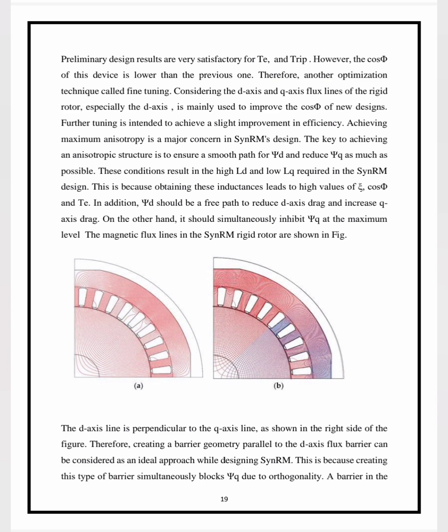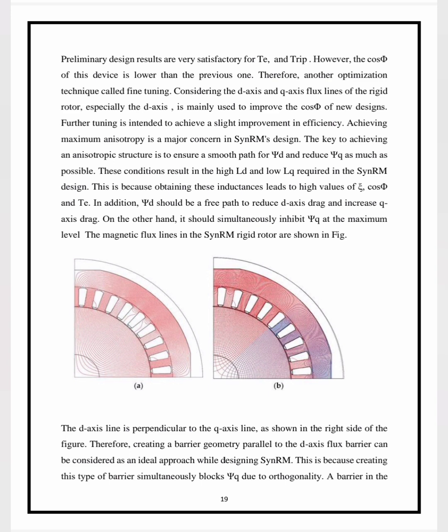Considering the d-axis and q-axis flux lines of the rigid rotor, the d-axis is mainly used to improve the cos theta of the new designs of the CNRM. Further tuning is intended to achieve a slight improvement in efficiency. Achieving maximum anisotropy is a major concern in CNRM design, because in previous years we were using axially laminated anisotropic RM. Now we are using transversely laminated anisotropic. So it is the basic concern of today's technology.